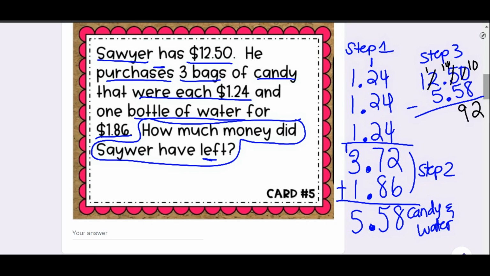Bring down my decimal point. Now I have 1 minus 5. Can I do that? No. Borrow from this 1 over here. That turns to 0. Now this is 11. 11 minus 5. That is 6. So the amount of money that he has left over is his $6.92. And this was done in 3 steps. Let's move on to the next problem.